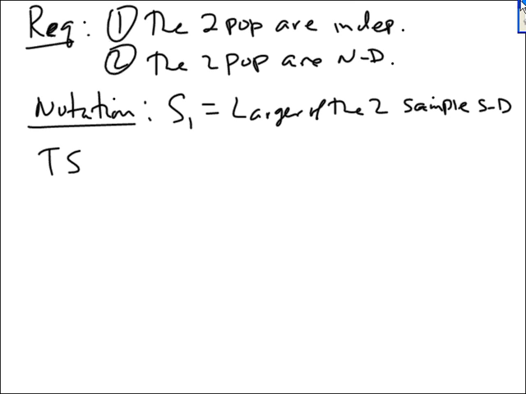The test statistic is the F distribution, and it is S1 squared over S2 squared, where the degrees of freedom are n minus 1.